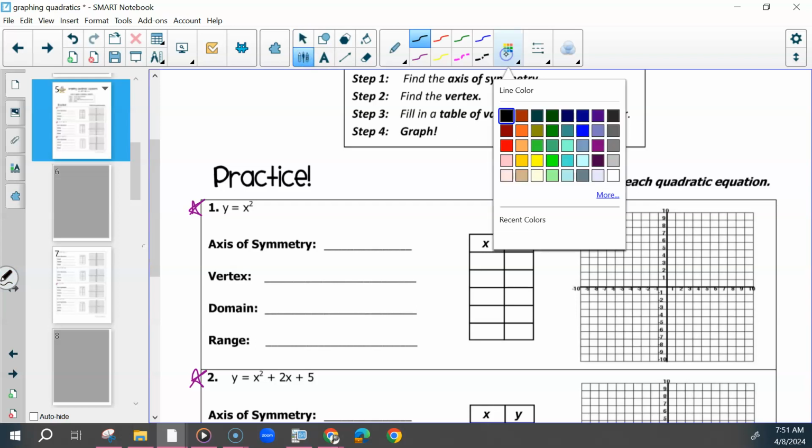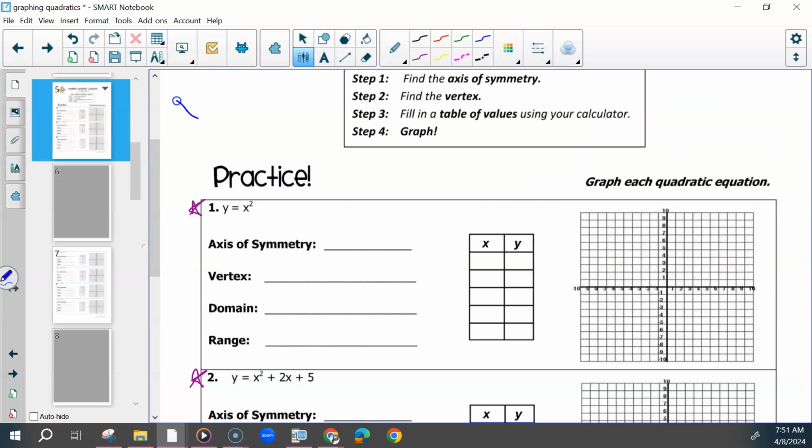As a reminder, to find our axis of symmetry, that's our x equals negative b over 2a. If we were to use that formula here, we don't have a b, so what would our axis of symmetry be? How would I set that up first? Negative 0 over 2 times 1. And our axis of symmetry would just be x equals 0.